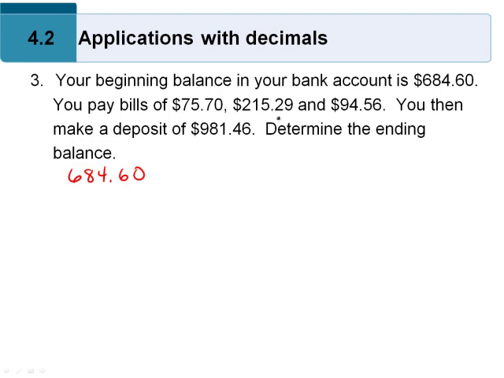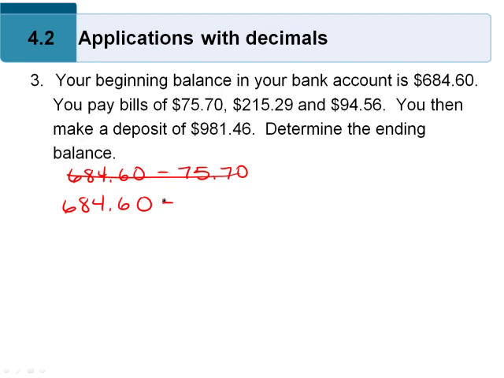Okay, now we paid bills. So those 3 bills, those are all subtractions because it's taking money out of our account. Okay, so I'm just going to kind of do it as a running problem. Like I'm going to start and I'm going to subtract 75.70. Okay, so 684.6. And actually, you know what? Let's do something to make it a little bit easier. I think a lot of you would probably do it this way. If you know you have 3 bills that you have to pay there, let's add up the bills. So let's scratch this first part. Okay, we're going to start with $684.60 and we're going to subtract all the bills.